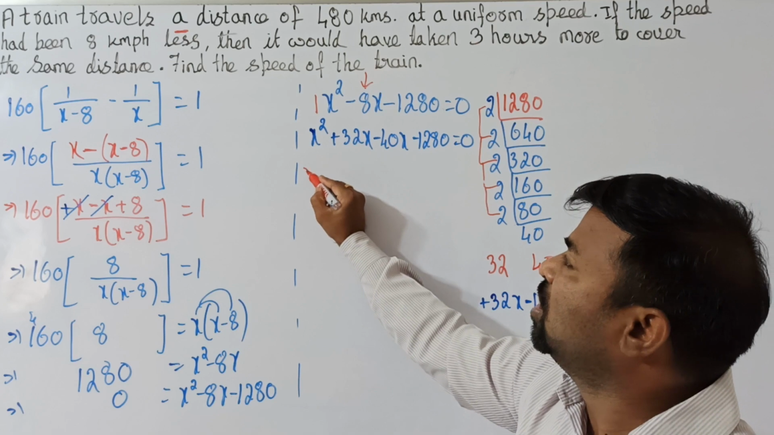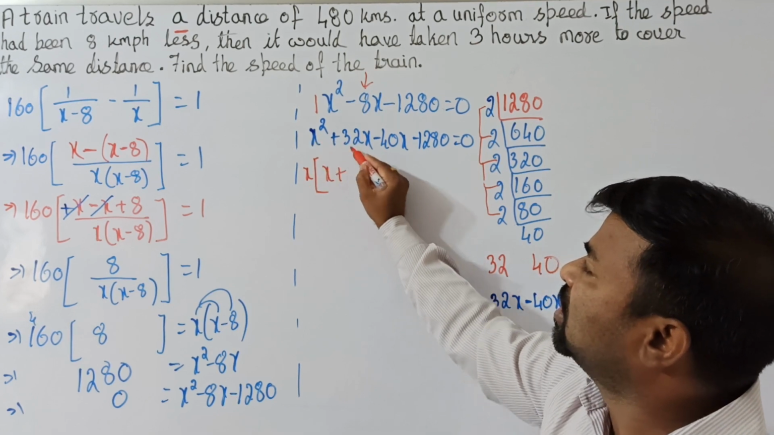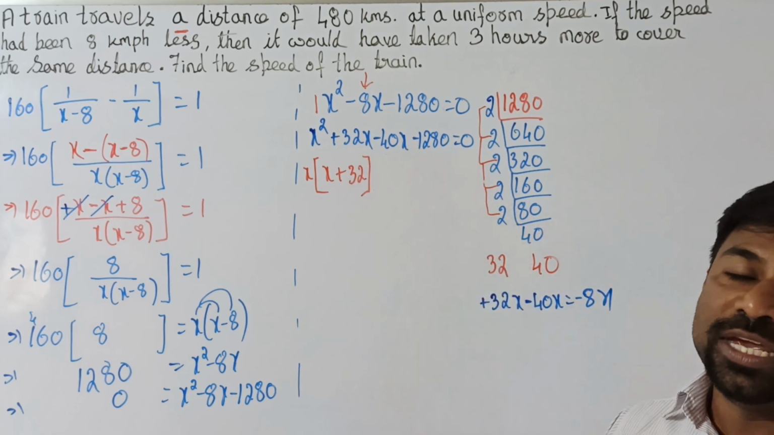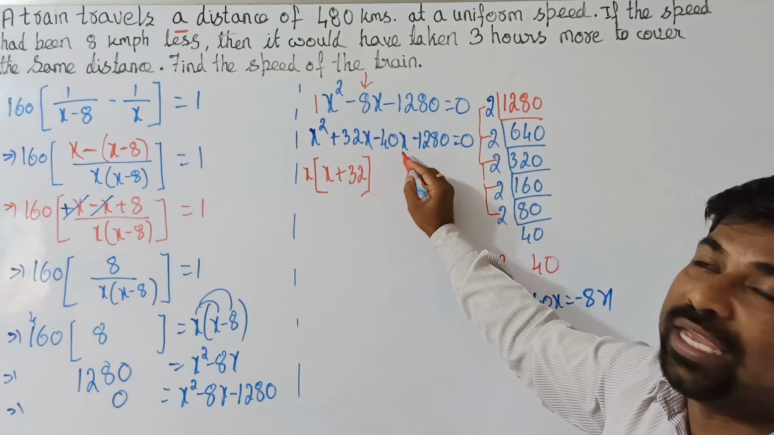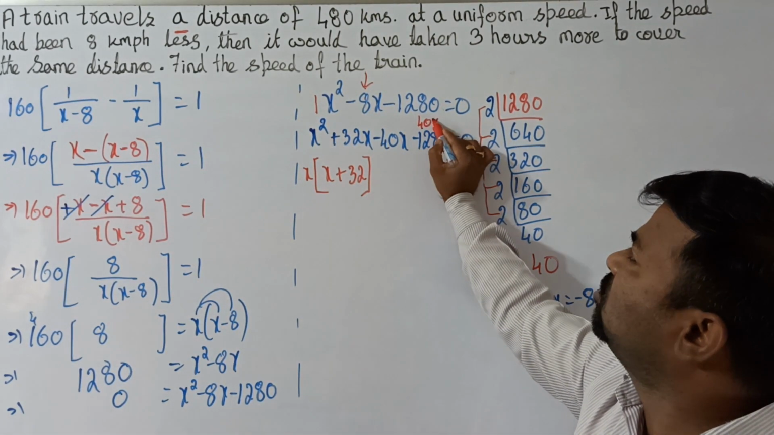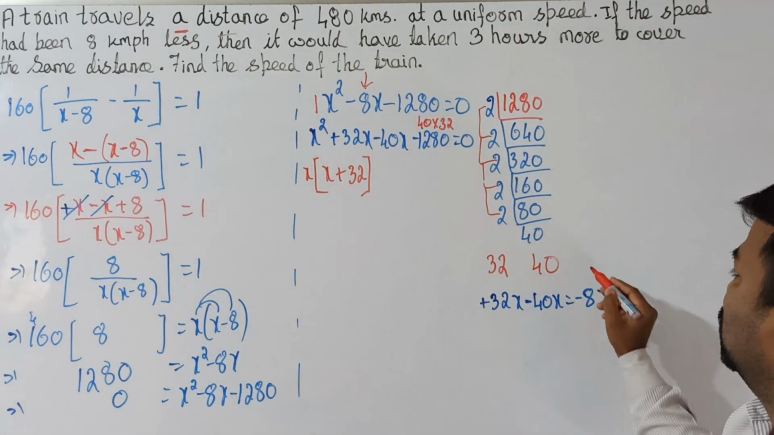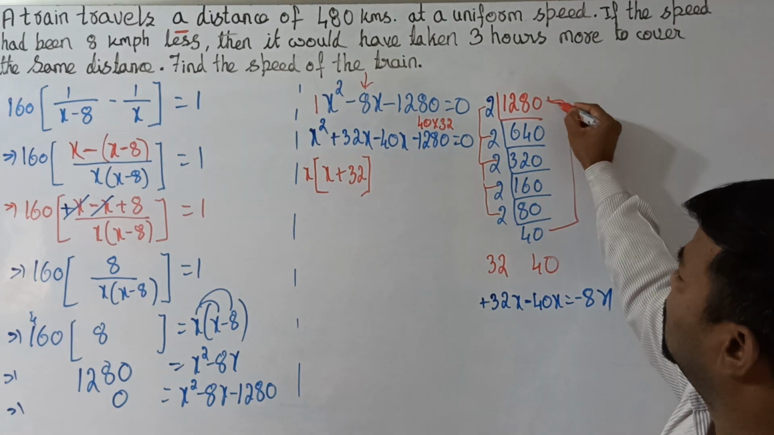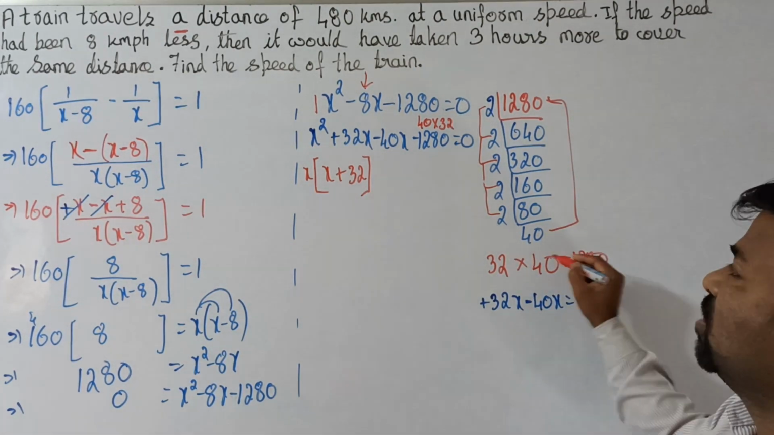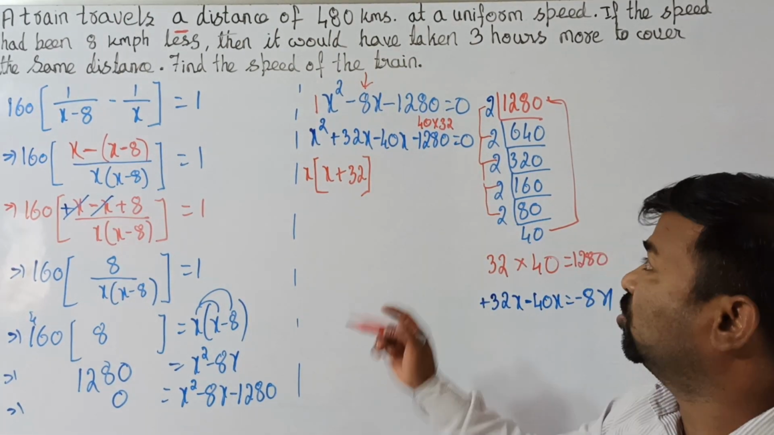Okay, now let's take the common factor. Out of these two, I can take x as common. If you take x, it's x plus 32. Now 1280 can be written as 40 into 32. If you multiply these two, you'll be getting 1280. We know that. So 1280 has 40 and 32.